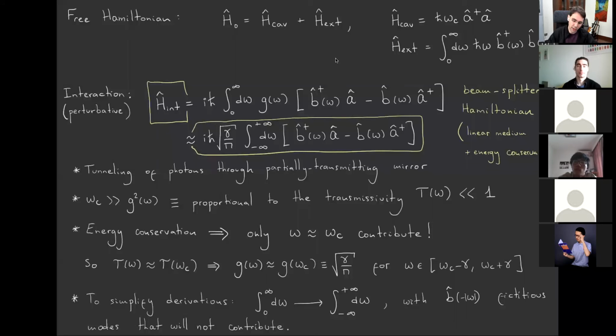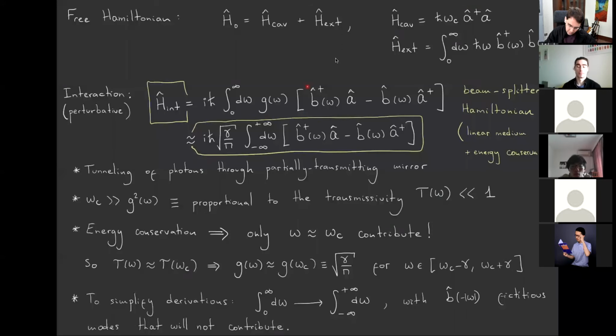And then we have to introduce an interaction between the system and the environment. In this case it's very simple, because out of many arguments that I gave you, at the end of the day we can write the Hamiltonian in this way, in which essentially we are saying that photons can tunnel in and out of the cavity at some rates that are related to this coupling G of omega, that in principle we can allow to depend on the frequency. So different frequencies can tunnel at different rates.